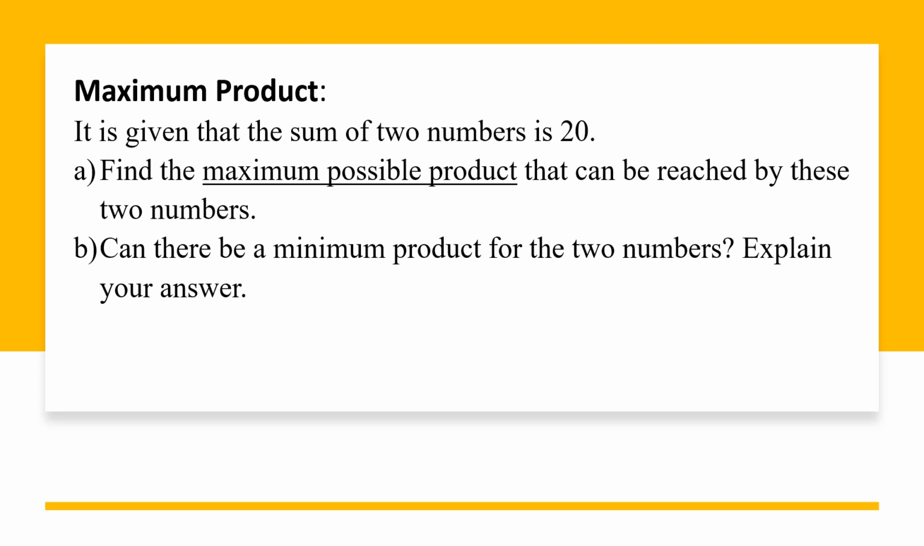So this is a very interesting type of problem that involves numbers. This is what we normally call a maximum product problem. It says that the sum of two numbers is 20. So you have two numbers, and when you add them, you get 20. It doesn't say whether those numbers are positive or negative. And then it says to find the maximum possible product that can be reached by these two numbers.